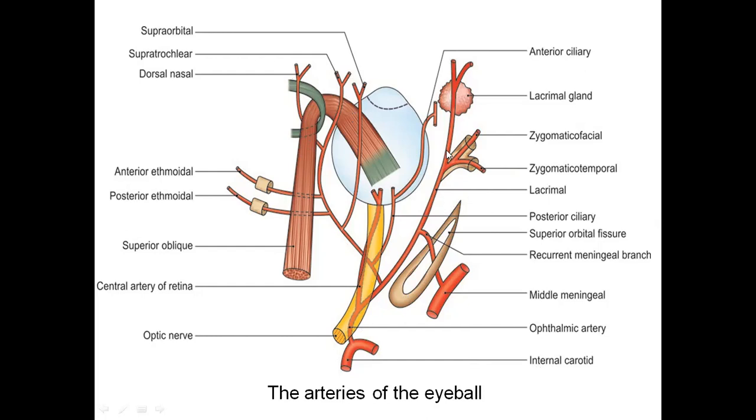The lacrimal artery gives further branches like zygomaticofacial and zygomaticotemporal. These are the branches of the lacrimal artery going to the lacrimal gland. Apart from this, from the medial subdivision you find the posterior ciliary artery and also the anterior ciliary artery. So these are the various branches coming from the ophthalmic artery. Basically, I want everyone to practice this diagram in order to understand the ophthalmic artery.